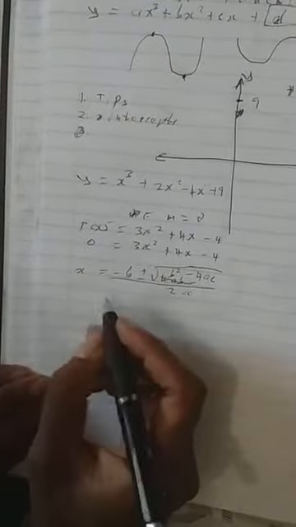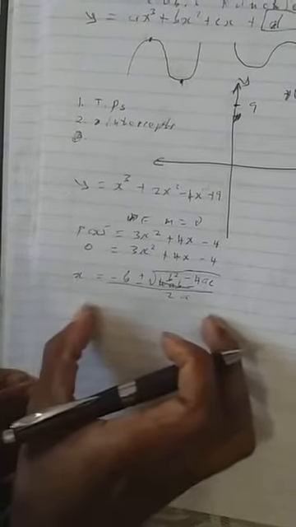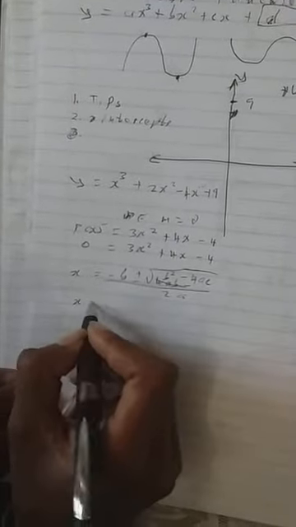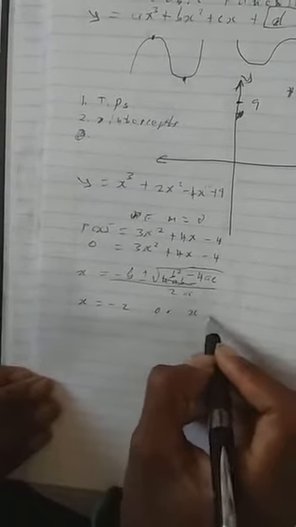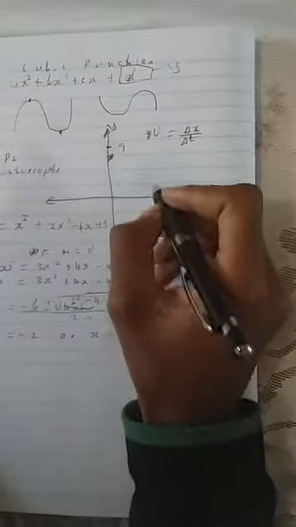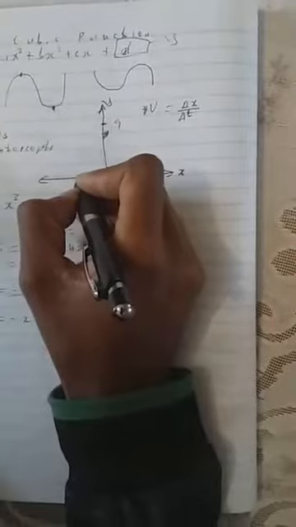For simplicity's sake, let's say the x values of our turning points turn out to be x equals negative 2 or x equals, let's say, 3. Okay, those are our turning points. That means we have 3 here, we have negative 2 here.